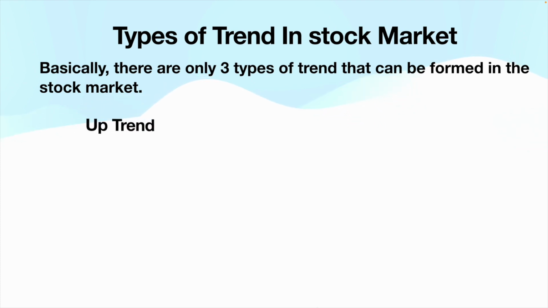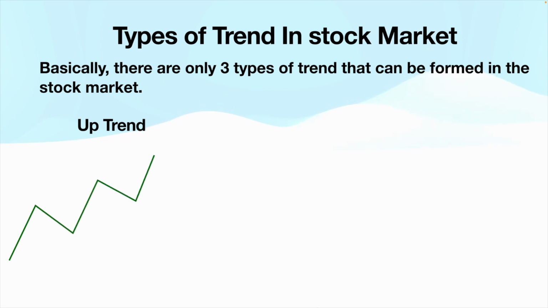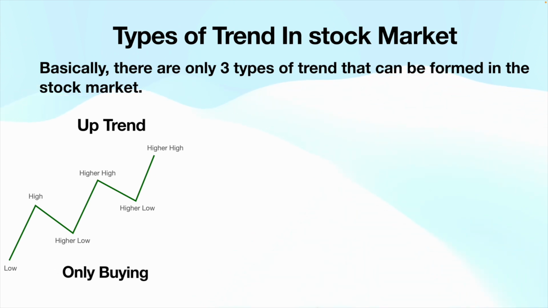The first one is uptrend. During an uptrend, the stock will make a momentum like this. You can see that the stock is forming higher lows like this and it forms higher highs like this. At that time, we say the stock is in uptrend. Now, during an uptrend, we have to only look for buying opportunity. During an uptrend, we only look for buying opportunity.